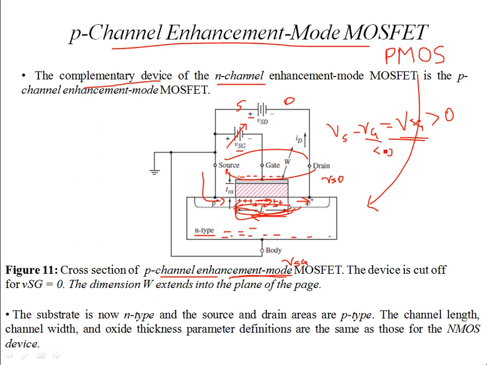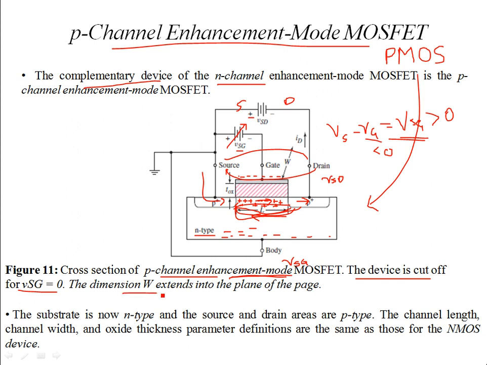Okay, this VG is negative. So the device is cut off for VSG. If you don't have any gate voltage, of course you don't have any channel, you don't have an inversion layer. So that implies that the device is in cutoff. There is no current from the source to drain.